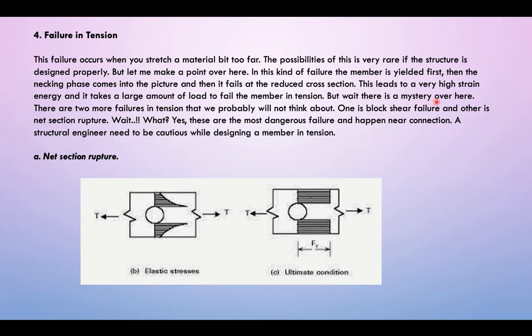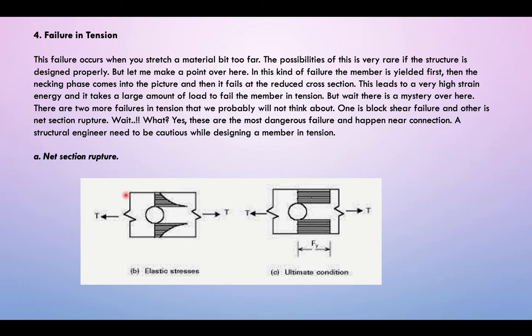But wait, there is a mystery over here. There are two more failures in tension that we probably will not think about. One is the block shear failure, and another is the net section rupture. These happen only in the connections, at the bolt holes, when designing for tension. This is the net section rupture.